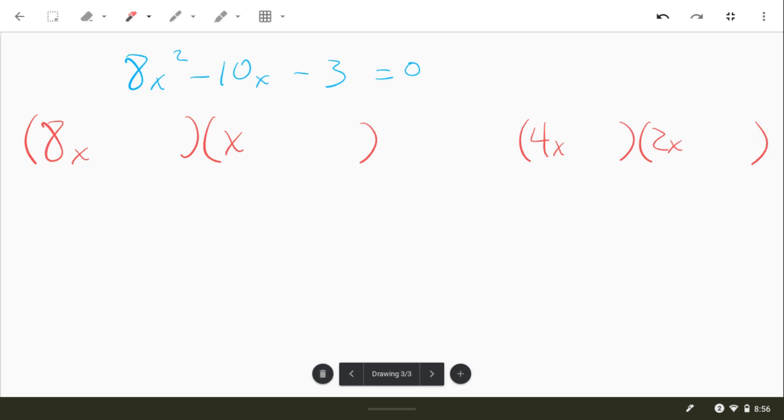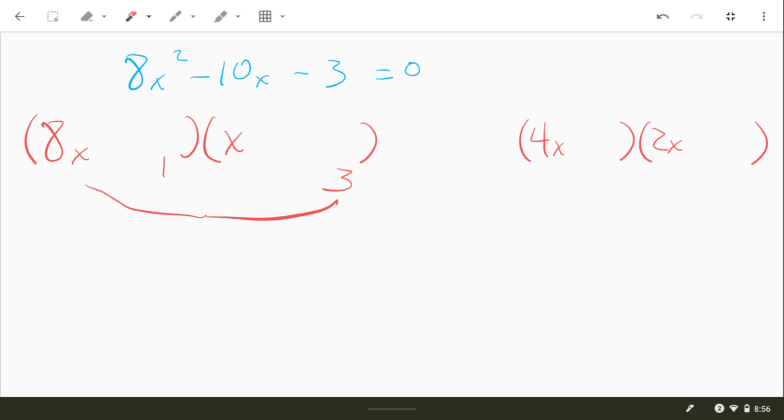Let's see here. These two numbers need to multiply to give us 3, so it's got to be a 1 and a 3. Let me try my 1 here and my 3 there. And I'm going to see if I'm able to make a 10 out of this. 8x and 3, that would be a 24x. And I'd get a 1x in the middle. I cannot make a 10 out of a 24 and a 1, so that's not it.